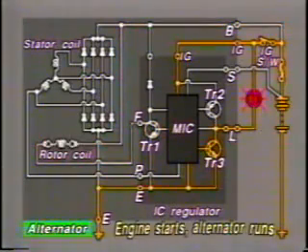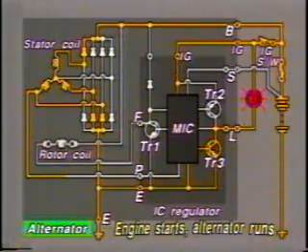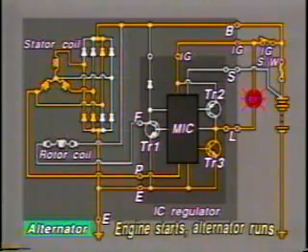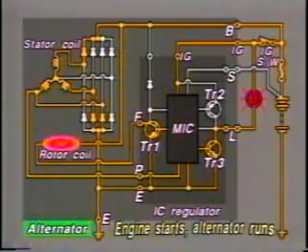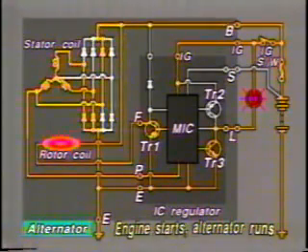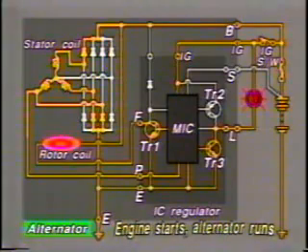Next, the engine starts. As the alternator starts to generate, the voltage at terminal P increases. The MIC senses this and switches transistor TR1 from the intermittent on and off state to a continuous on state, causing exciting current to be supplied by the battery to the rotor coil.